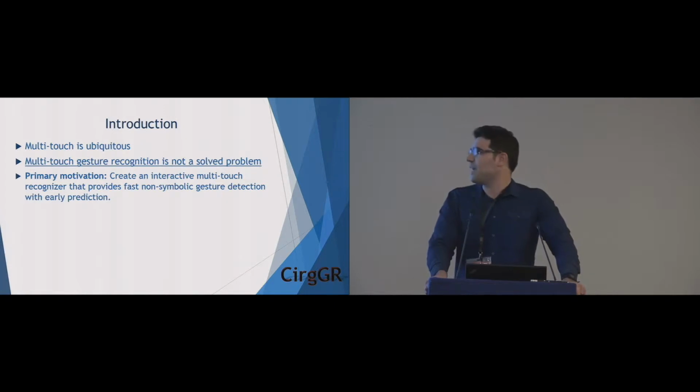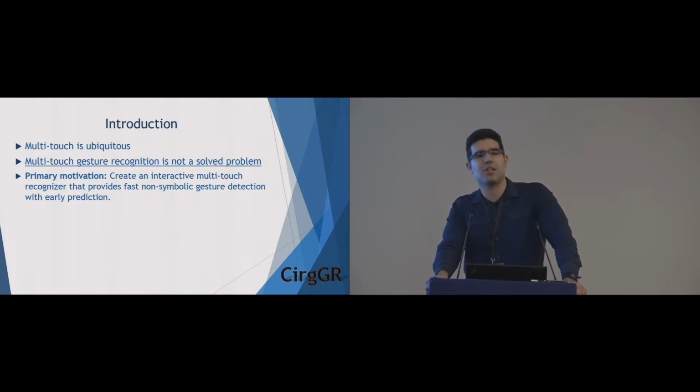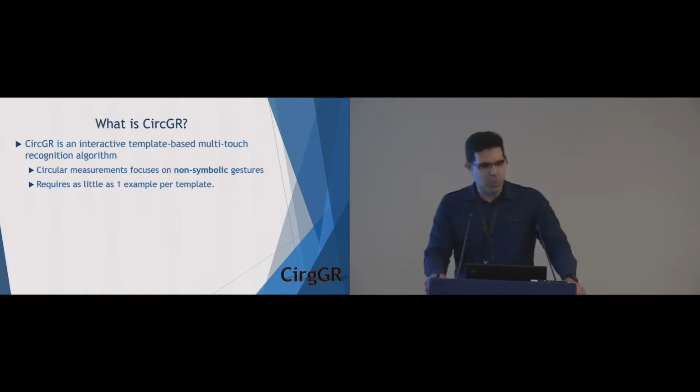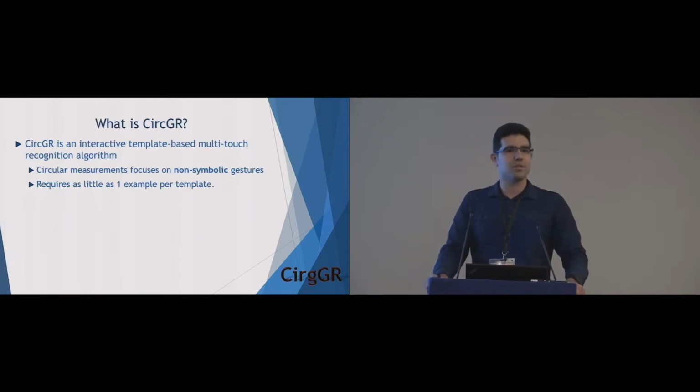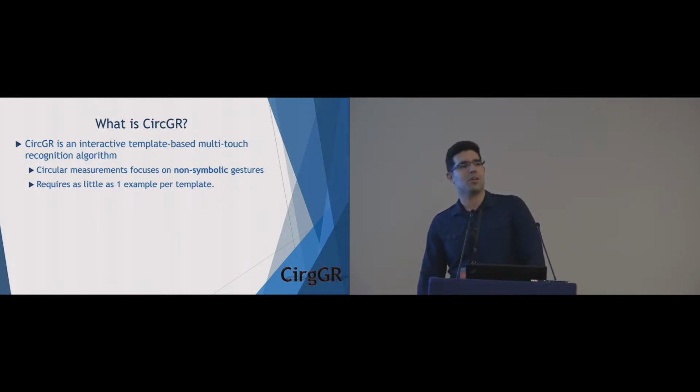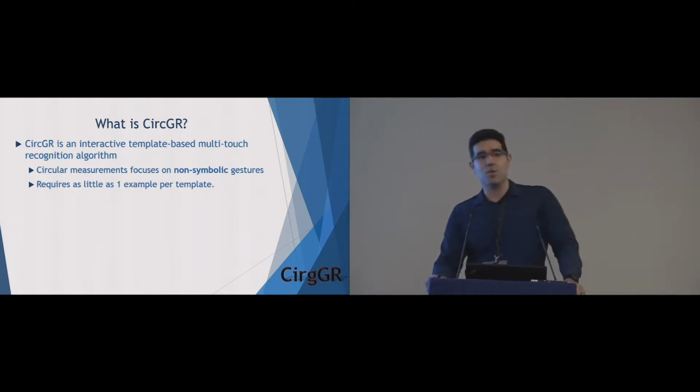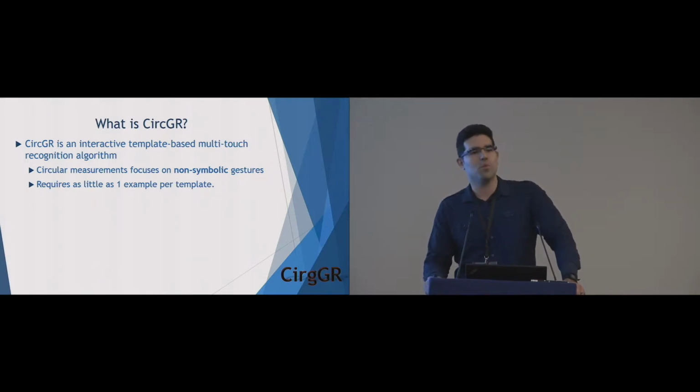So that was our motivation to create an interactive multi-touch recognizer that provides very fast gesture recognition for non-symbolic gestures, so gestures that don't depend on any particular symbol, specifically for capacitive screens, so touch. And that's what CircGR is. CircGR is an attempt to provide a solution for very fast gesture recognition. It is a template-based matching algorithm, so it depends on templates and requires as little as one template per gesture. And it focuses, once again, on non-symbolic gestures, so nothing like an A or an arrow, but rather movements like tap, swipes, rotations, and pinch and zooming.